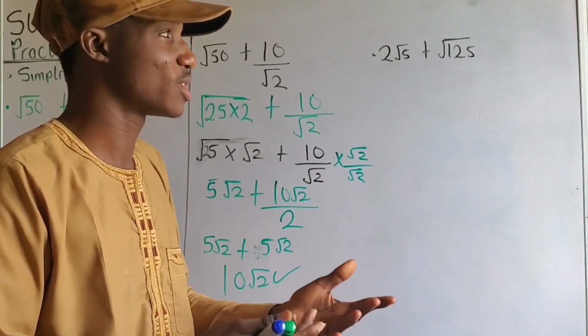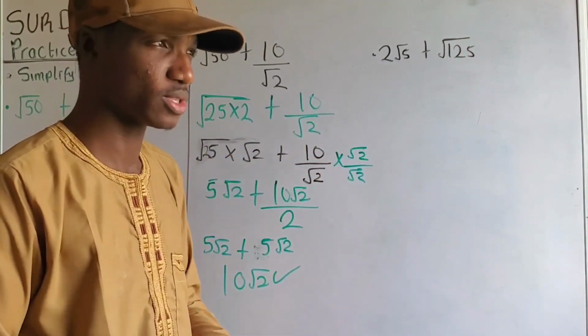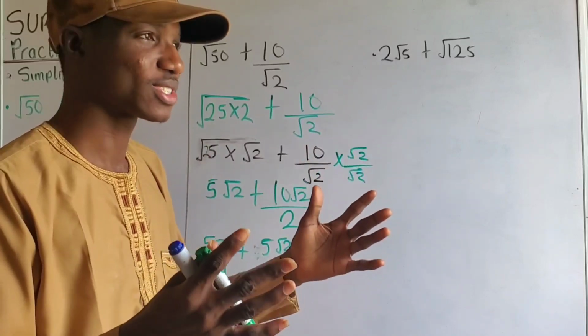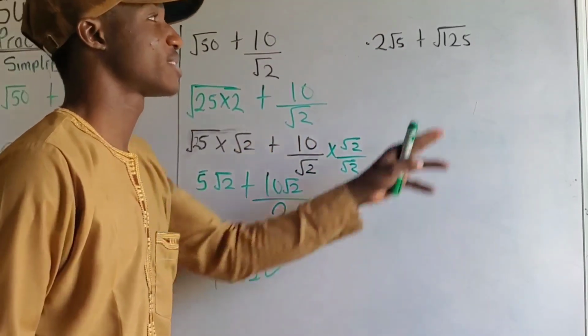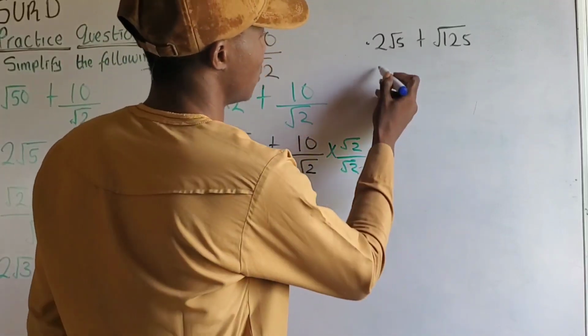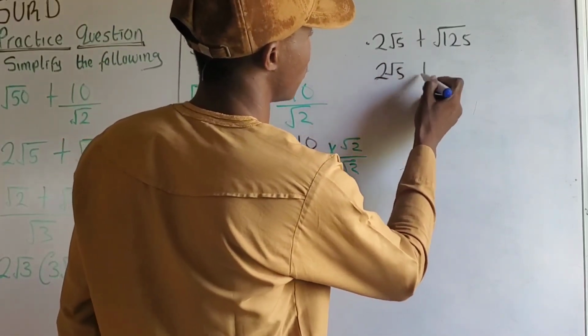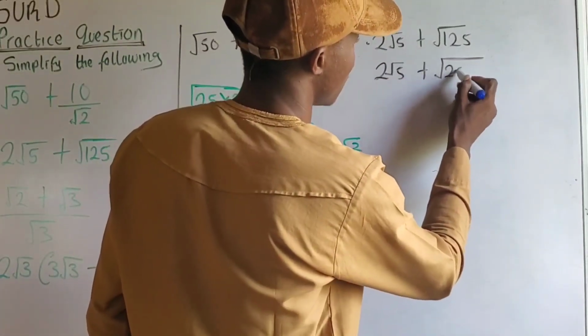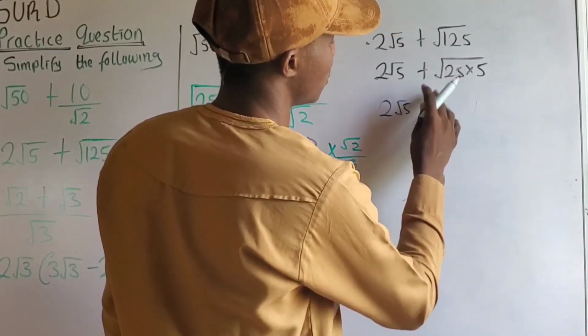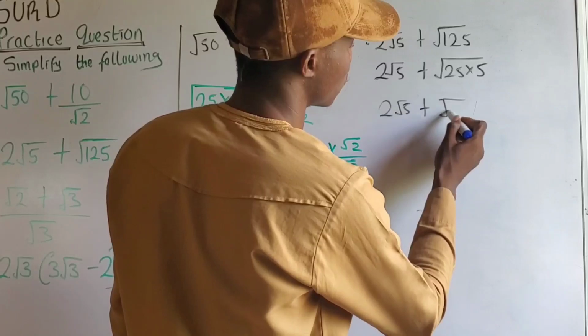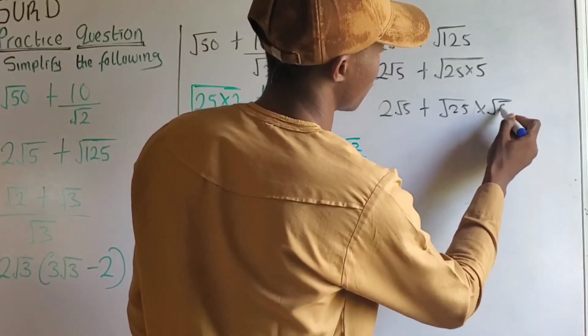Well, can 20 times 5 give us 125? Absolutely not. Okay, to simplify this, I can express square root of 125 as square root of 25 times 5, right? So 2 root 5 plus square root of 25 times 5 is what? Square root of 25 times the square root of 5.